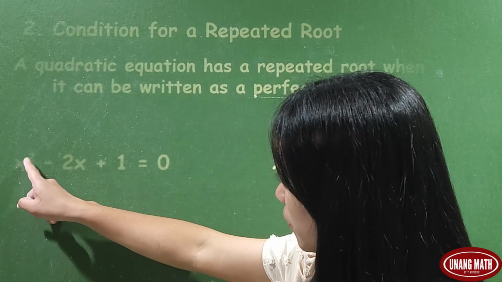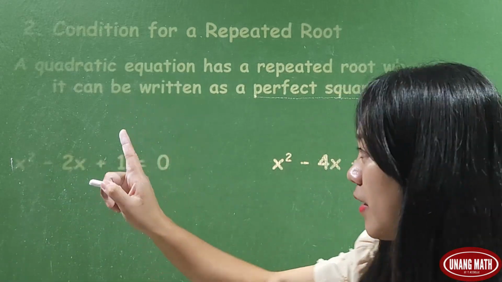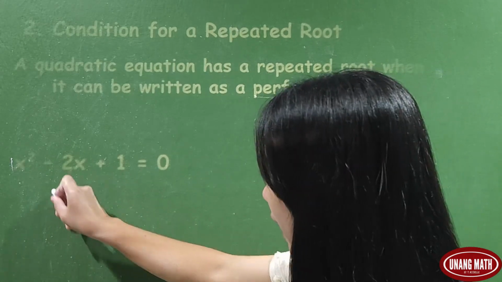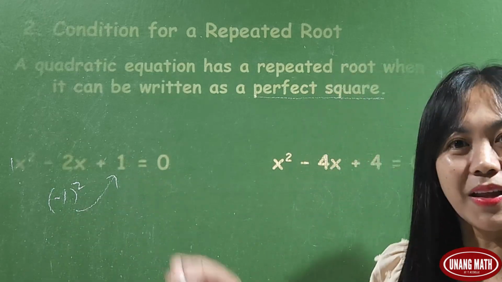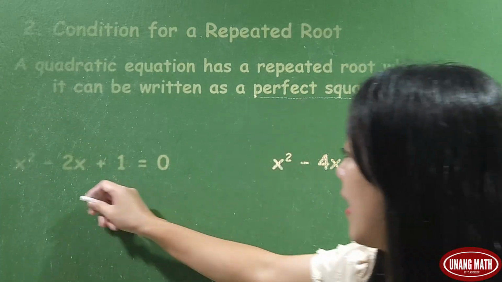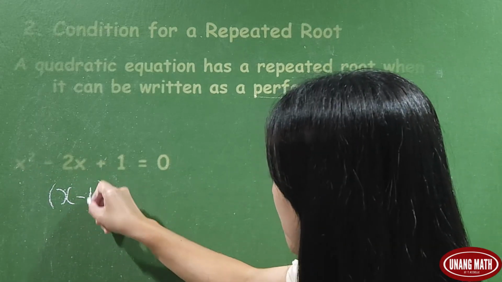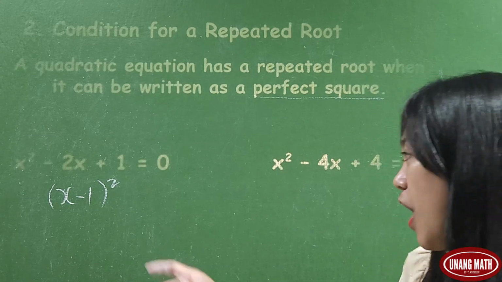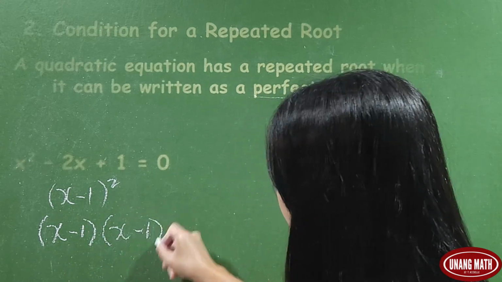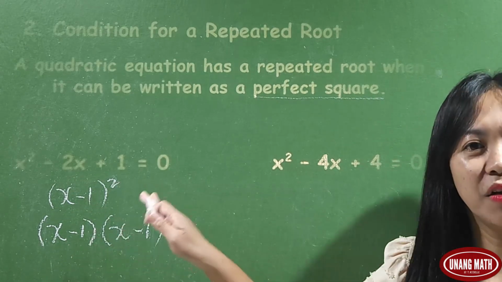Since the coefficient of x squared is 1, this negative 2 divided by 2, squared, should be equal to this number. So negative 2 divided by 2 is negative 1, and negative 1 squared is positive 1. So this is a perfect square trinomial, and we can write it as a perfect square. If we factor this out, it would be x minus 1 squared. This expression is a repeated expression, so it means this has a repeated root.